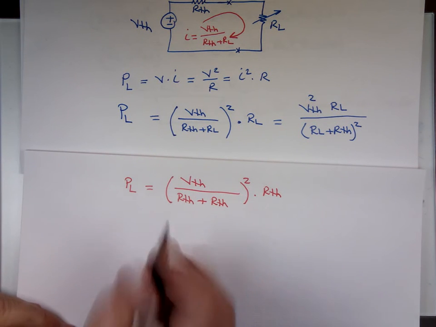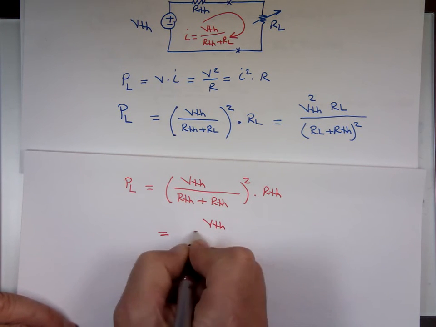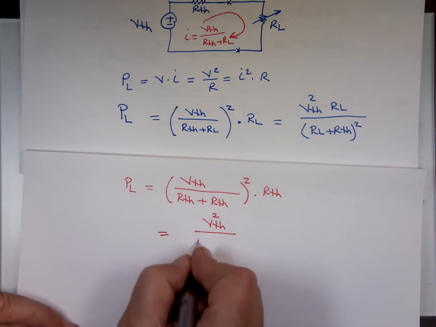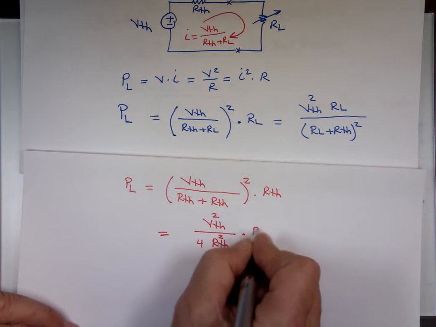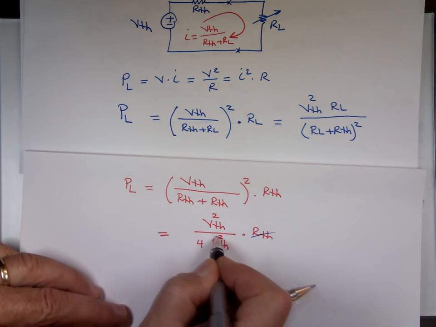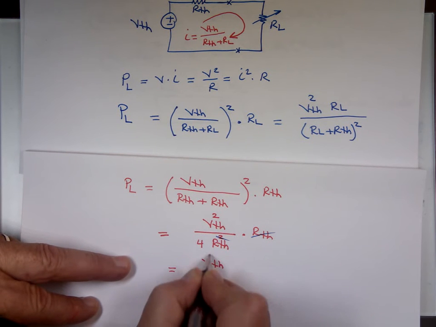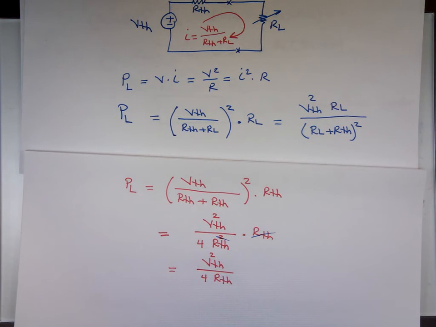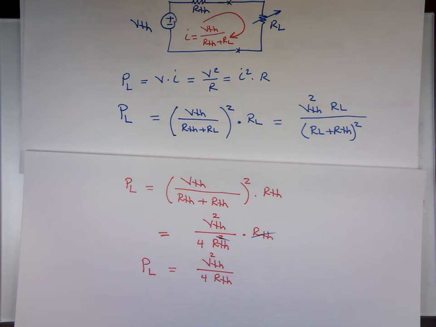That's two of them. That would be V thevenin over, that's squared here, R thevenin, there's two of them. When you square it, 4 R thevenin squared times R thevenin, and one of these R thevenin will cancel. This will cancel one of the bottom ones. So that will leave me with what? The maximum power transfer is going to be V thevenin squared divided by 4 times R thevenin. That's how much power is going to be delivered to that load.